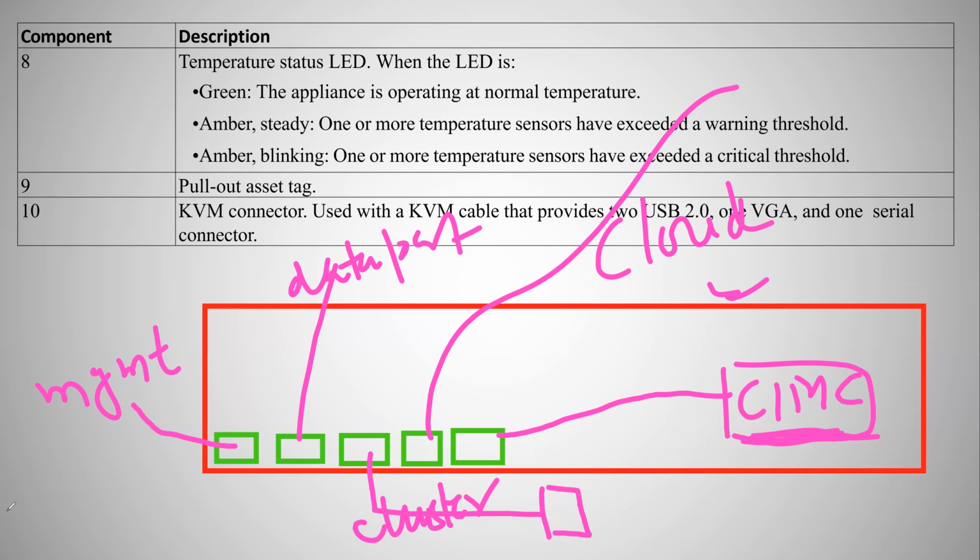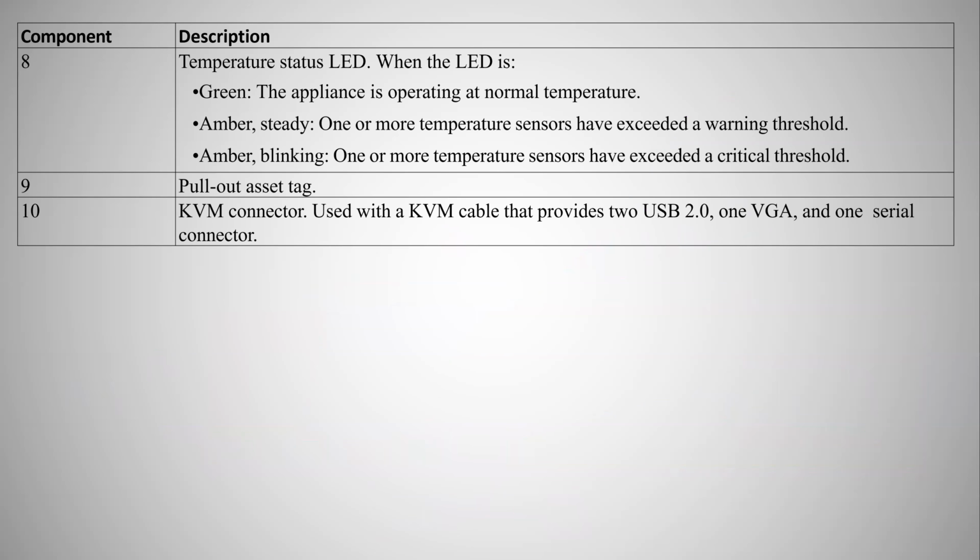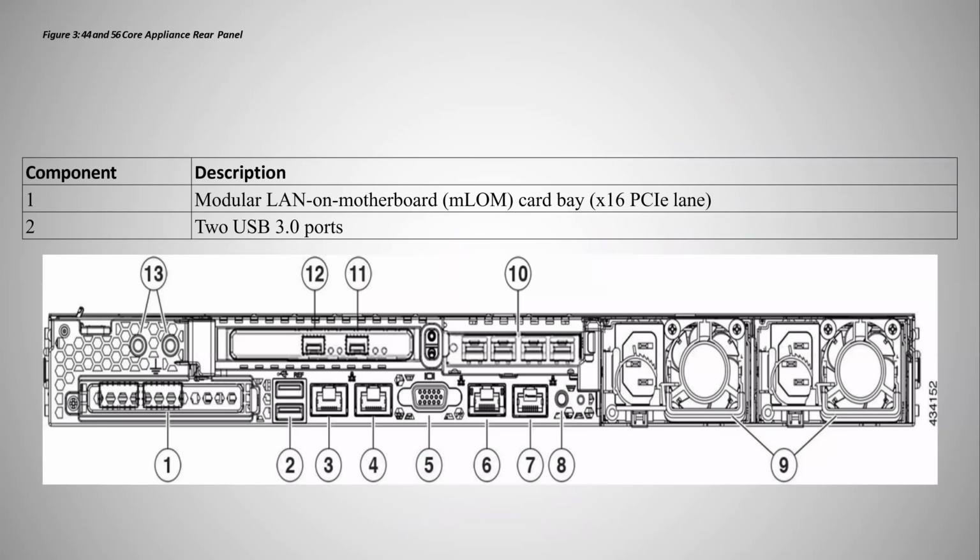Like management, do we need 10 gig, 1 gig? Data port, do we need 10 gig, 1 gig, 100 gig? You will see in the upcoming slides that for the interface bandwidth, if it is CIMC or management, we don't need 10 gig. It will work with 1 gig as well. Now you will see this particular diagram.